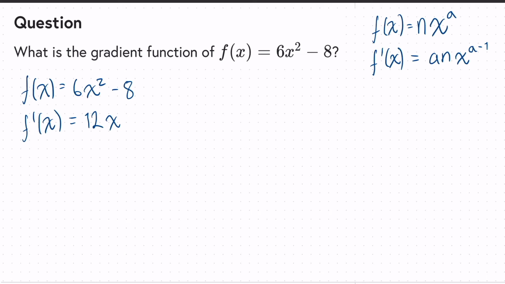And what's happening with this 8 here? Well, this is actually x to the power of 0, which is equal to 1. That's the way we're thinking about it. So what's 0 times negative 8? Well, everything's going to become 0. So actually, we're done. This here is the gradient function of f of x equal to 6x squared minus 8.